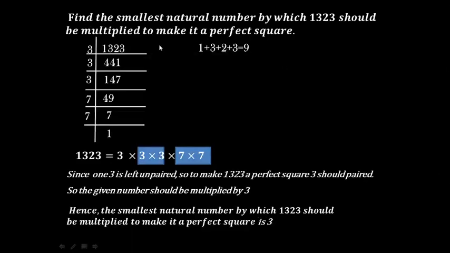These questions may come like this also. Find the smallest natural number by which 1323 should be divided to make it a perfect square. So everything will be the same, only instead of multiplication you need to write divided by.